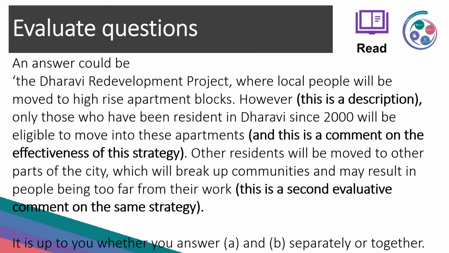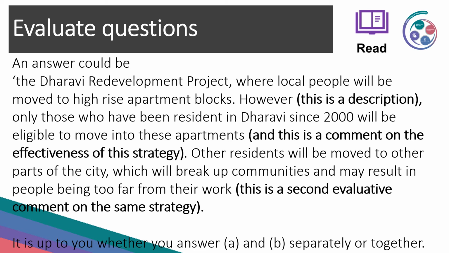So an answer could be the Dharavi Redevelopment Project, where local people will be moved to high-rise apartment blocks. So that's a description of it. However, only those who have been in residence in the area since 2000 have been eligible to move into these apartments, and that's a comment on the effectiveness of the strategy. So you can put in a description of the strategy and an evaluative comment on it. You might just put in the description and not put in an evaluative comment. You can still get marks for that because there are two parts to the equation. Or in this case, you give it a second evaluative point.